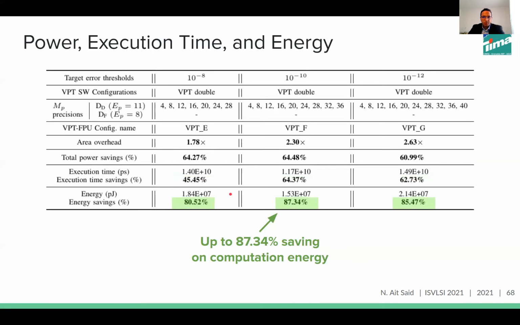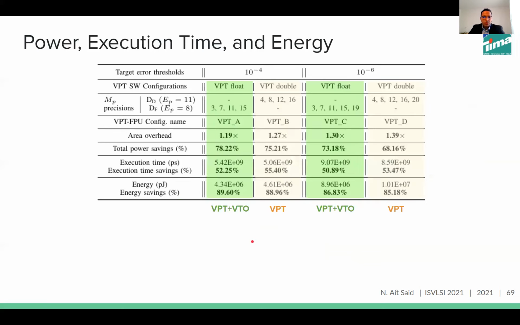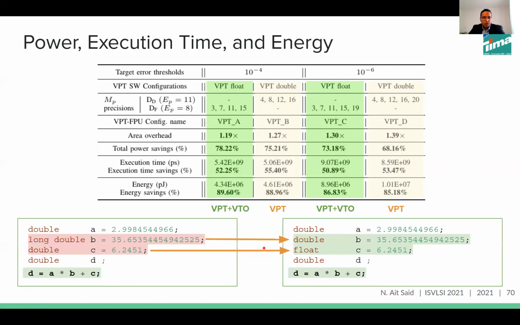So the same for computation energy consumption. We are here in the range of 80 to 87%, which is a considerable amount of energy. Now, if the requested tolerance threshold is reasonably low, for example, 10 to the power of -4 or -6, we can also apply traditional VTO. So just a quick reminder about VTO. It consists of migrating variables from high precisions to lower ones in order to optimize the data transfers. Concretely, here, VTO consists of changing all the variables in the source code from double to float in order to optimize memory transfers.